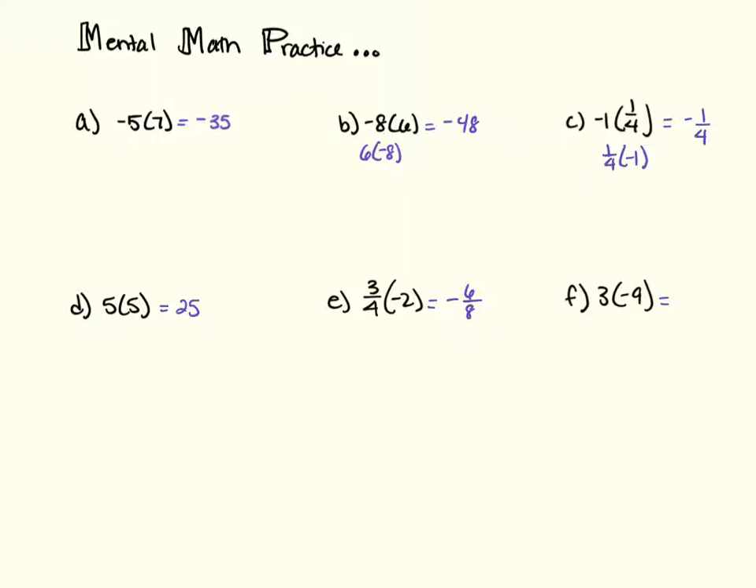3 groups of negative 9, our answer is going to be further negative. 3 times 9 is actually 27. So if we were to draw this on a number line, it'd go all the way down to negative 27.